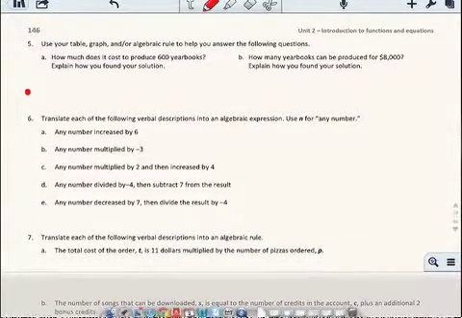Use your table, graph, and/or algebraic rule to help you answer the following questions. How much does it cost to produce 600 yearbooks?